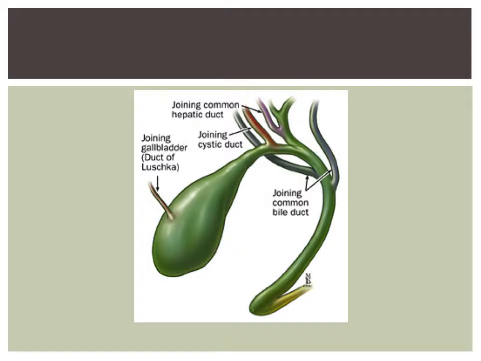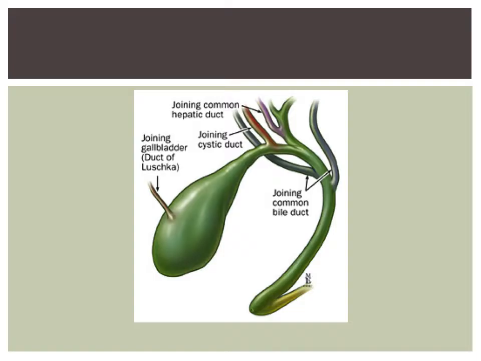To talk more about the gallbladder, its function is to concentrate and store bile. The bile is secreted by the liver and contains cholesterol, phospholipids, and bile pigments. Bile then leaves the liver and enters the hepatic ducts, which form the common hepatic duct, and the cystic duct joins to form the common bile duct.